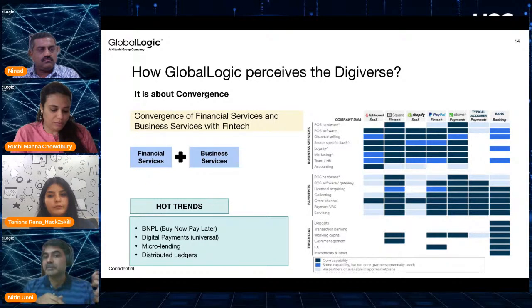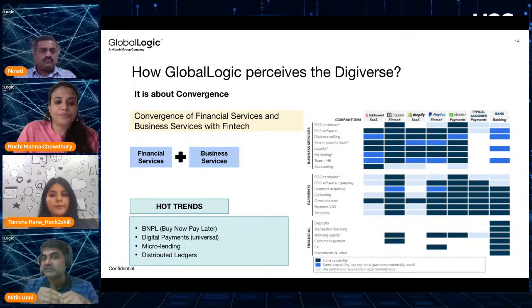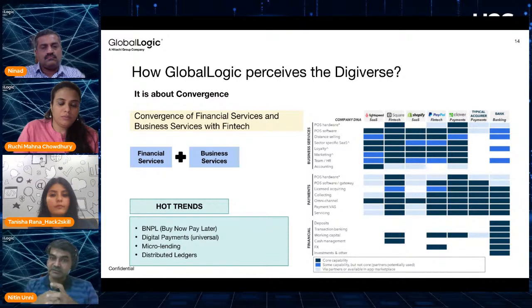So companies that were predominantly fintech in their DNA, like Square or PayPal and so on, as you can see in the diagram, a lot of the newer capabilities they're building are in business services, like point of sale software, and how they get into loyalty, marketing, and so on. That's an example of convergence of business services with financial services, which again forms an underpinning for what we are terming a Digiverse.